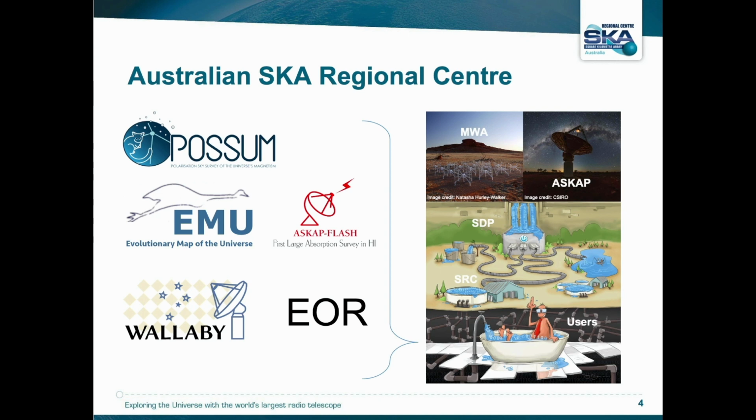So data comes from the instruments and undergoes science data processing, which is still on the telescope side, and then it comes to the SKA regional centres before being disseminated to users. And for this design study, the users are the scientists involved with the surveys on the left. So we have Possum, Emu, Flash, EOR, and WALLABY. And I've been working with WALLABY over the last few months, so the rest of the talk is focused on their post-processing requirements.